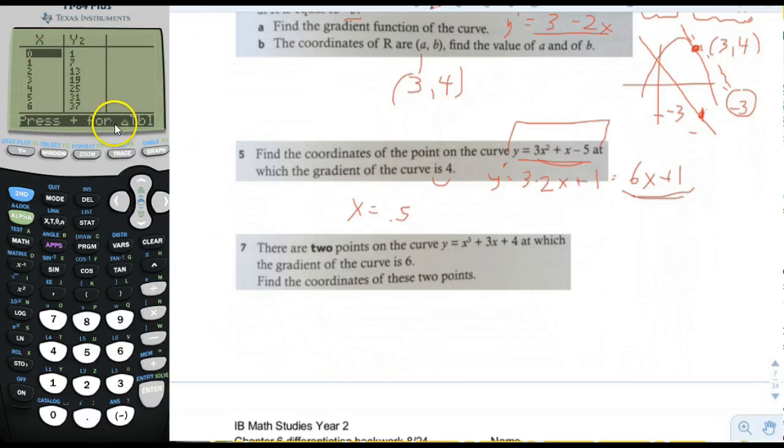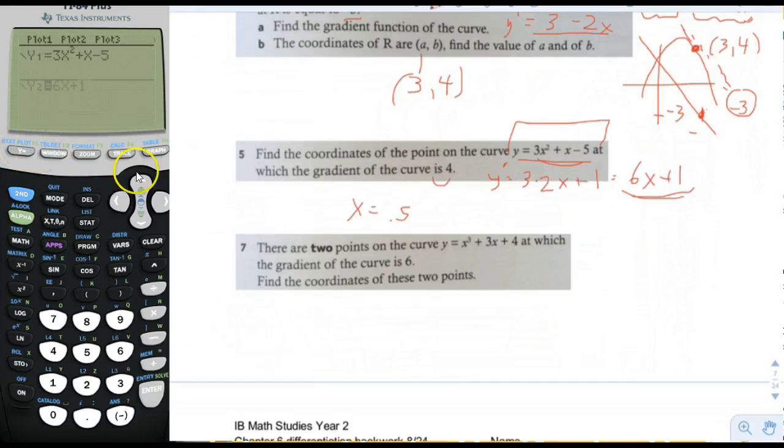So what I'm going to do is I'm going to change the increment of x. So I'm going to say plus 0.5, and I'm going to make x jump by 0.5. And there it is. You see? Now I can see that the x value, which yields a gradient of 4, is going to be 0.5. Okay? Now, I did it the other way doing the graph. I drew the line to see when it intersects y equals 4. So either of those two ways is fine.